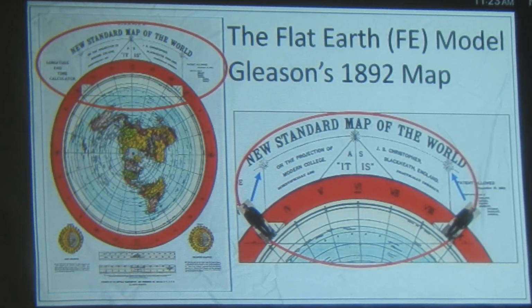The Gleason's flat earth map. I believe this is a major breadcrumb left behind for us to help us determine what we actually live on and where we actually live. This is the flat earth map, the 1892 Gleason's map.